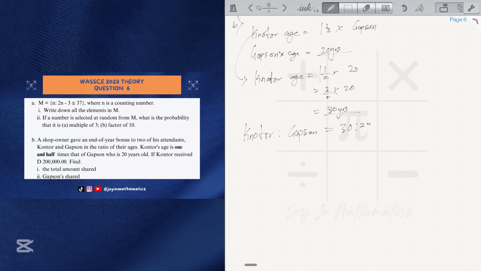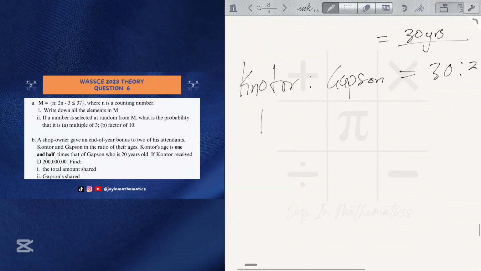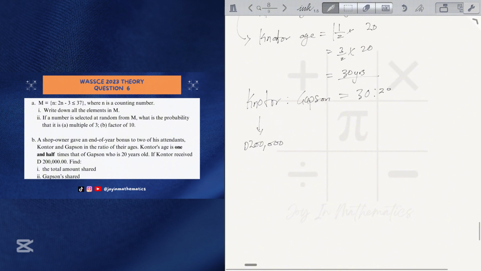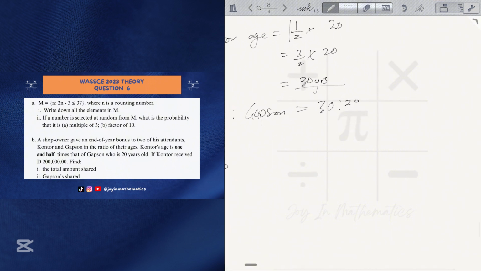Now, if Nontour receives $200,000, find the total amount shared. That's question 1, and find Gapson's share. So Nontour to Gapson, which is 30:20, can also be simplified to give 3:2. So the total ratio in this case is 3 plus 2, which is equal to 5.